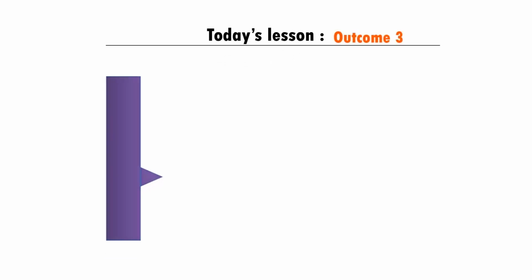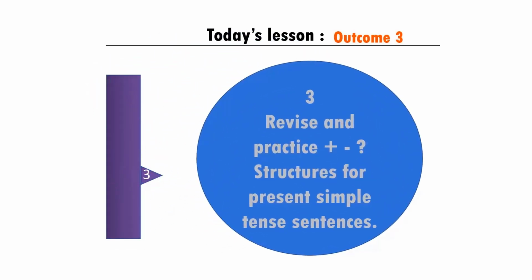So today's lesson is outcome 3, so we're going to revise and practice positive, negative and question structures for present simple tense sentences.